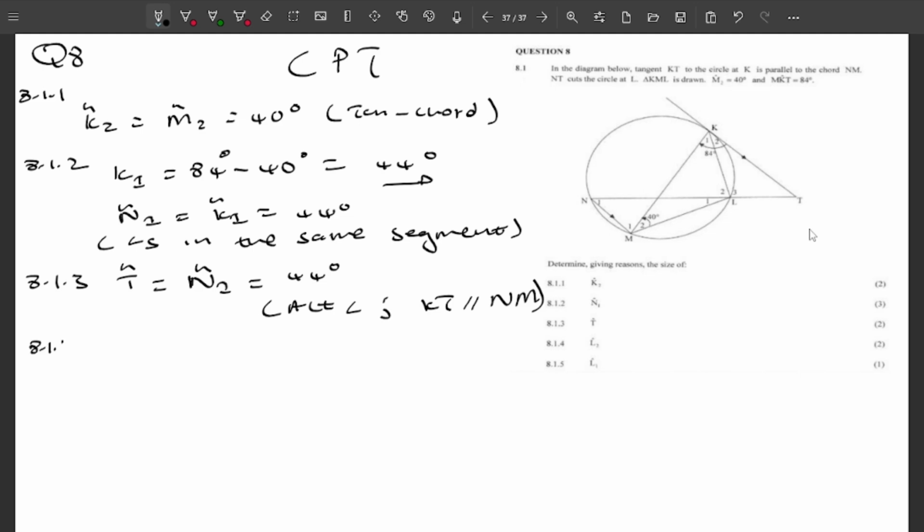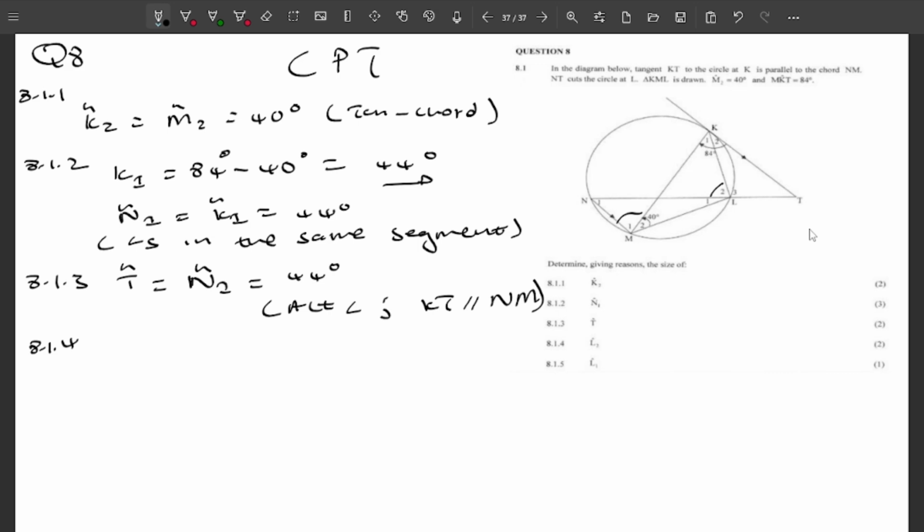Moving to 8.1.4, which is L2. For L2, we could have said angles in the same segment, but we don't have M1, so it's not going to work. For those who are driven to find M1, you can, but it's going to take you a lot of time. Remember that we are preparing for the exams, guys, so I don't want you to spend a lot of time on this. Instead, we are going to use the exterior angle of a triangle.